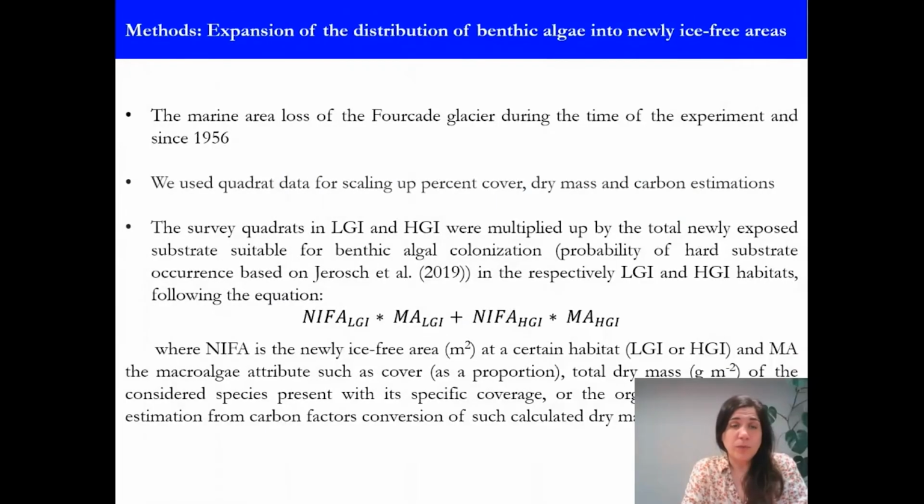Later, we calculated the marine area loss of Fourcade Glacier during the time of the experiment and since 1956. So we used the information from the quadrat survey, and we scaled up that percent cover, dry mass, and carbon estimation by the total newly exposed substrate suitable for benthic algal colonization, which for us was the probability of hard substrate occurrence based on Herrmann et al. 2019.